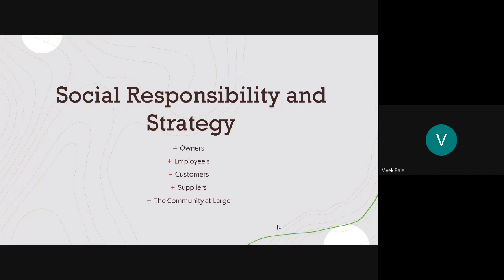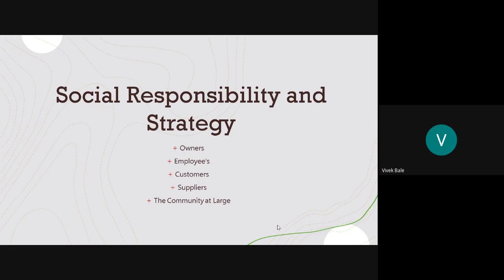So your company, being a corporate citizen of that particular area or region, should try to have some sort of responsibility towards the society. So it's a responsibility of the owner that whenever he frames the strategy, he should frame it in such a way that it should not only earn the profit, but also, after earning the profit, a certain part of that money has to be spent on the social aspects.